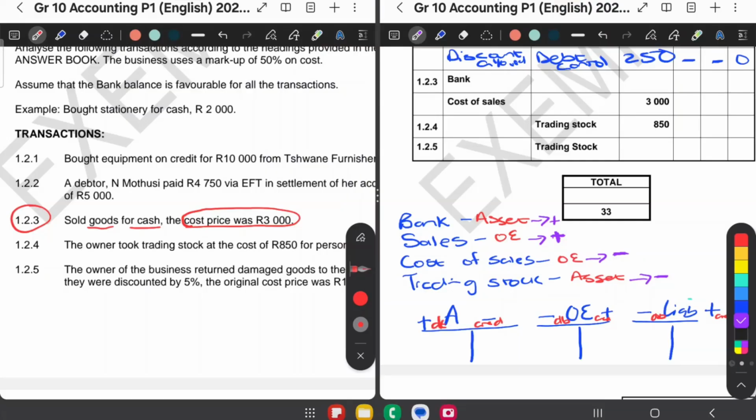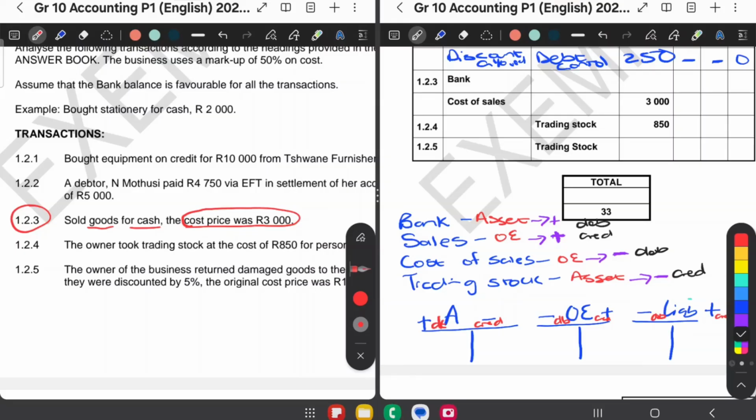Okay, let's do debit and credit. Bank is an asset and plus, so debit. Can you see there? Asset, the plus is on the debit side. So this account will be debited. Owner's equity and plus is this side, so this will be credited. Cost of sales, owner's equity and minus is this side. That's a debit. Assets and the minus is this side. That's a credit.